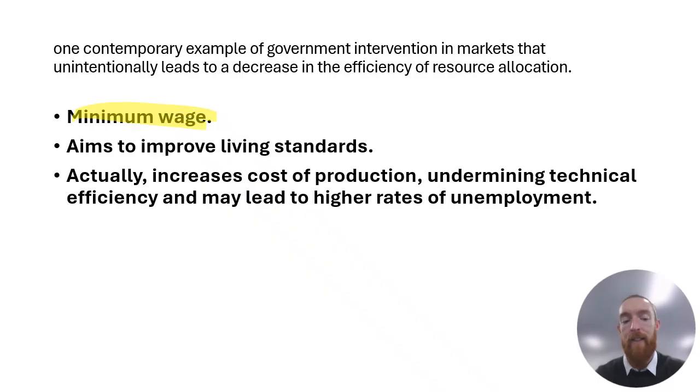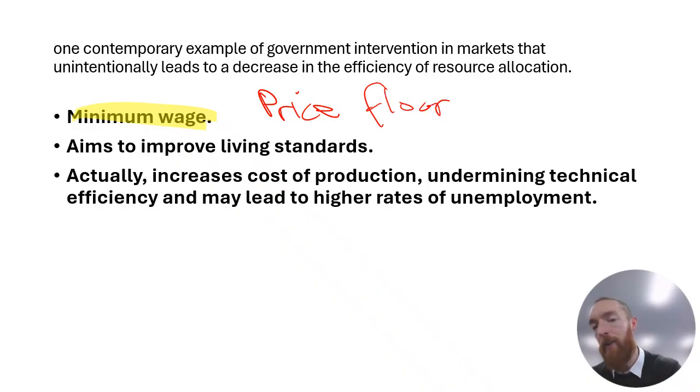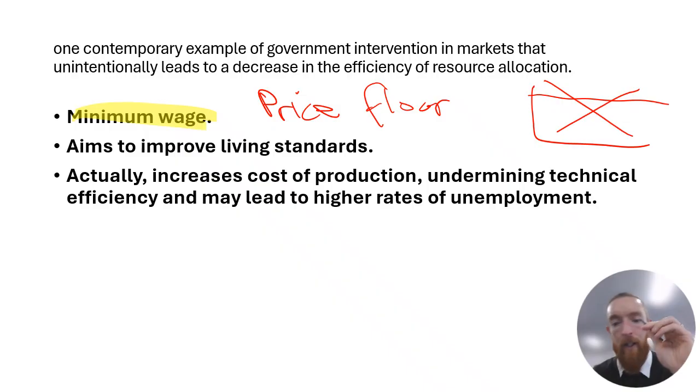So the minimum wage sets a price floor in the market for labor. And what that means is that the price is set above the equilibrium price. If we look at that in a diagram, the price is actually set up here, which means there's going to be an oversupply of labor, more labor supply compared to what suppliers are willing to pay. The purpose of this is to improve living standards and give everyone a basic standard of living.